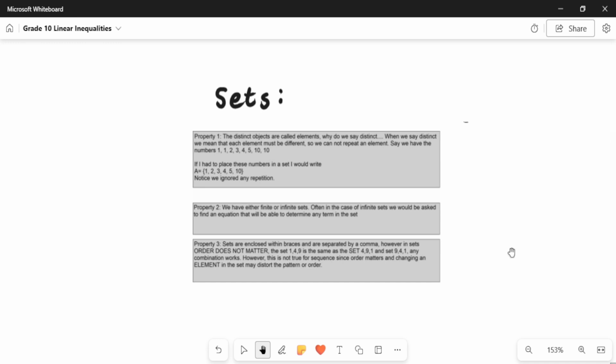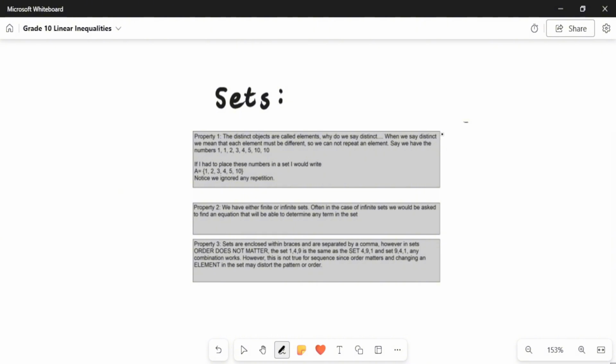Right, so let's look at the 3 properties of a set. So these 3 properties basically tell us what sets can be. Right, okay, so the distinct objects are called elements. So all of these things that are within the set are called elements. Like if you look at the natural number set, we have 1, 2, 3, 4, 5, 6, 7, 8, all the way up to positive infinity. Those numbers 1, 2, 3, 4, 5, and all the way up to positive infinity are called elements, right?